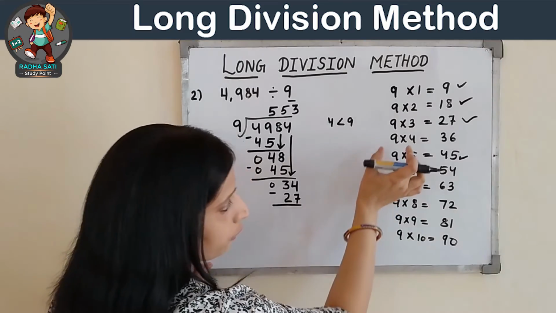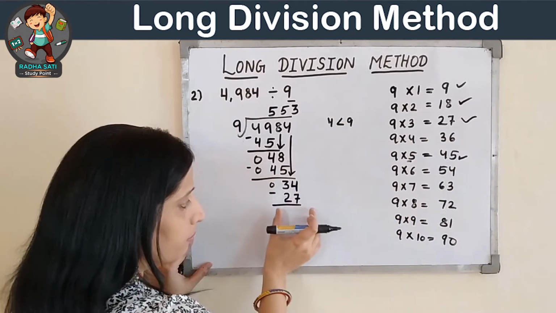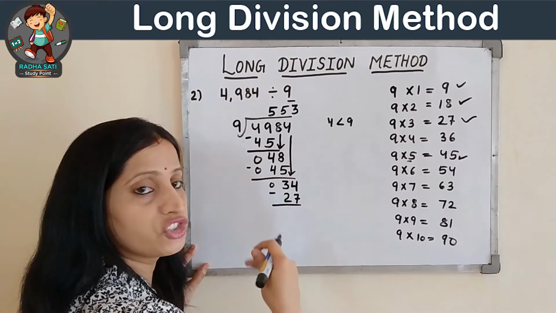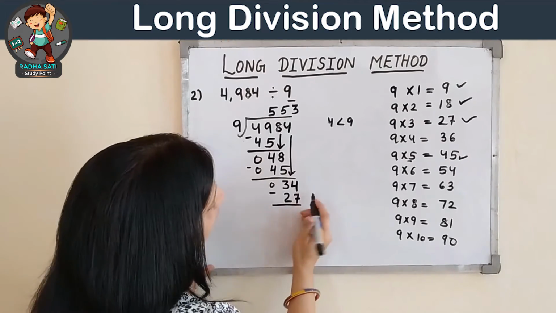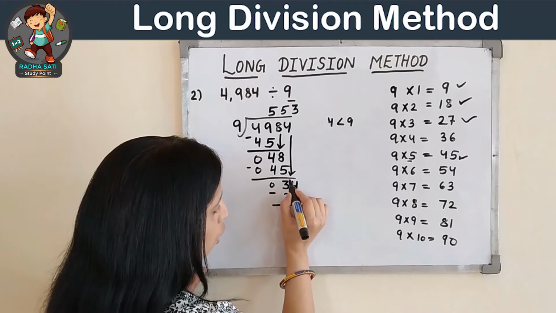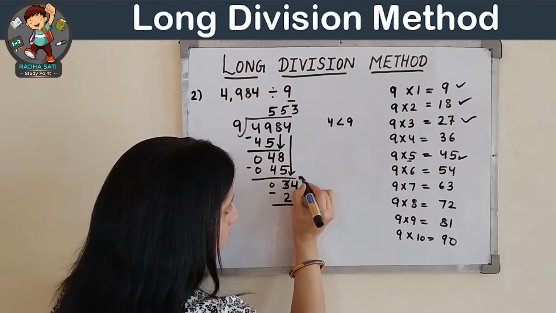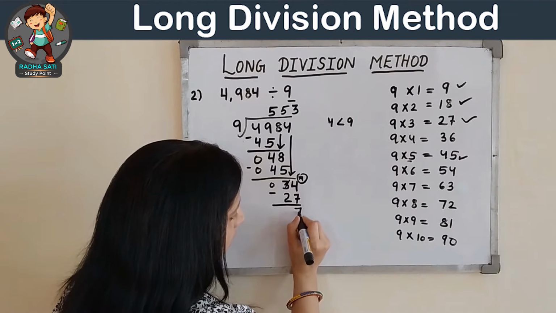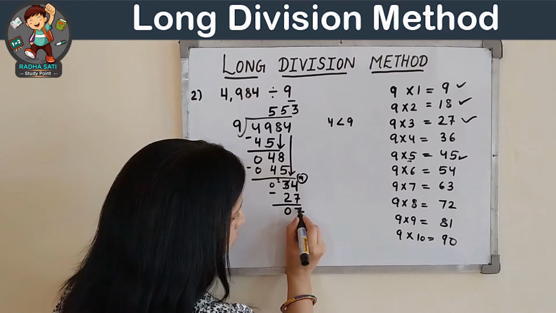We can't take 9 4s are 36 because then this number will become bigger than this. So we will always take the number just less than this given number. Now 4. From 4 we can't subtract 7. So we will borrow from here, and it will become 14. So 14 minus 7 is 7. And it will become 2. 2 minus 2 is 0.